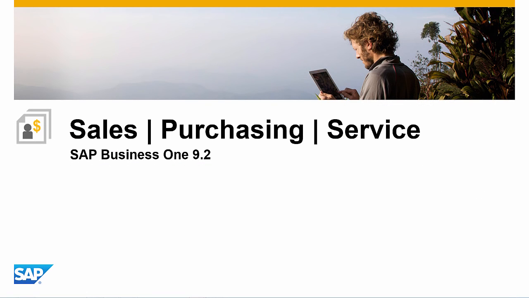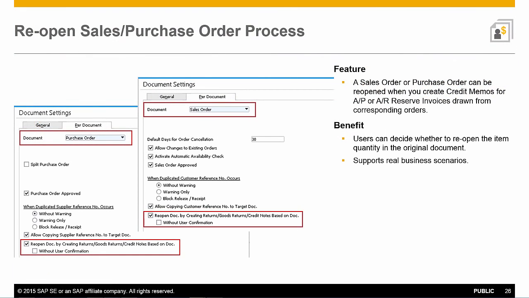Let's now move on to sales, purchasing and service updates. In previous releases, users could decide whether to reopen an item quantity in the original document or not when creating a return, a goods return, or a credit memo. This behavior has now been extended to support scenarios where a user copies an order to a reserve invoice and then credits it. Users can now decide whether to reopen the item quantity in the original document, and it supports real business scenarios.